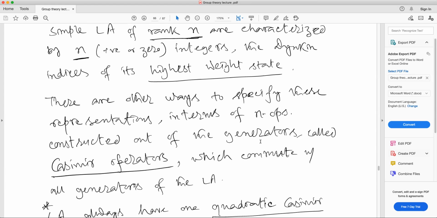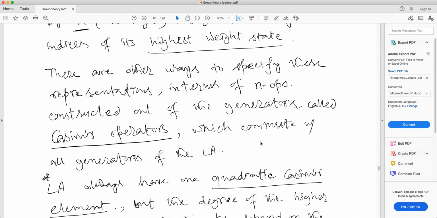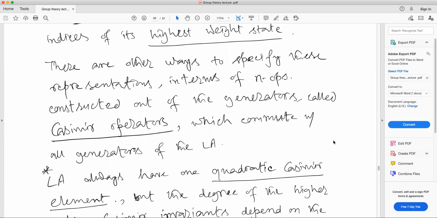So now there are other ways to specify these representations in terms of the n operators constructed out of the generators, called the Casimir operators. So you have heard of the Casimir operators in the context of the Lorentz group, as well as when you talk about angular momentum and so on.